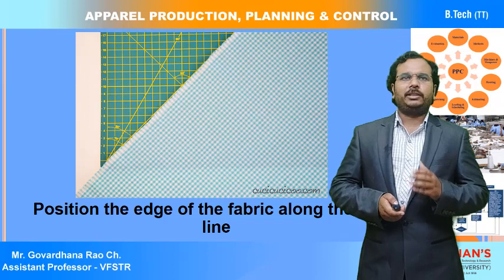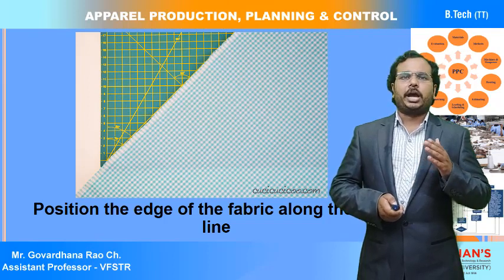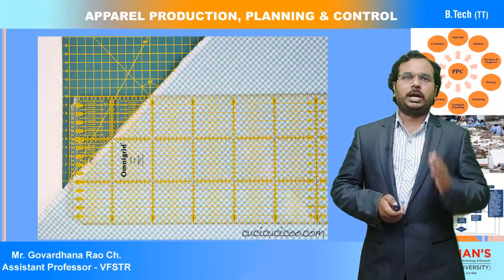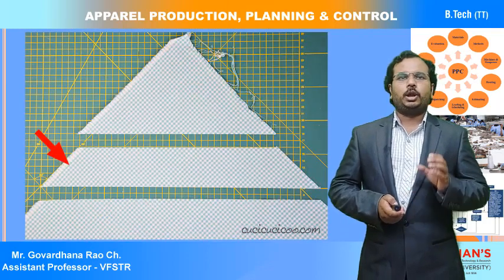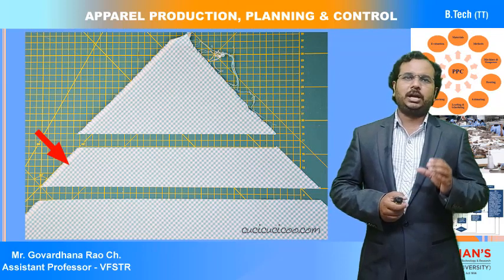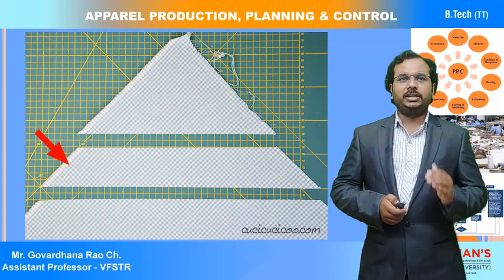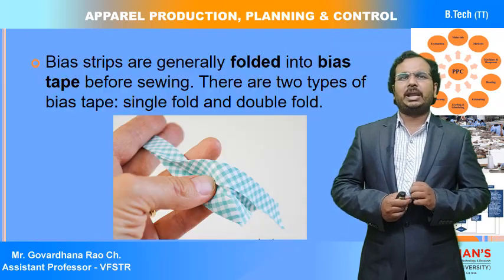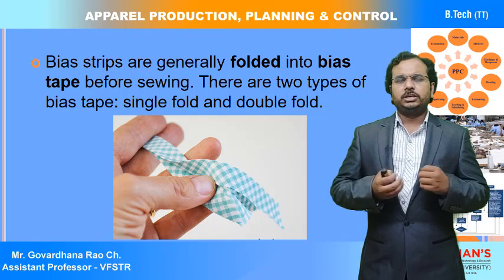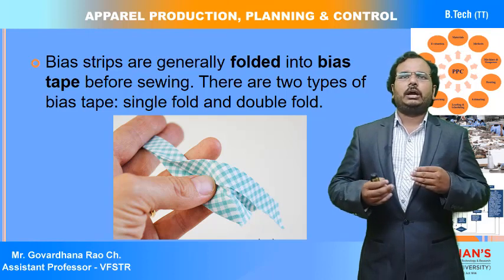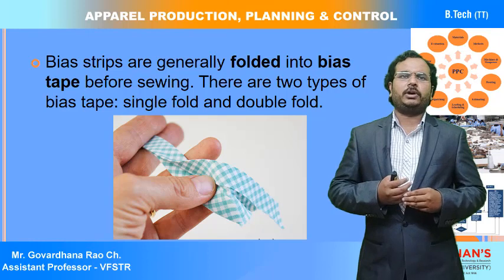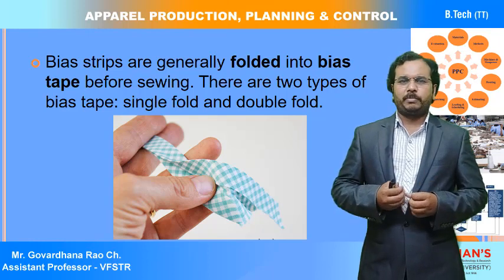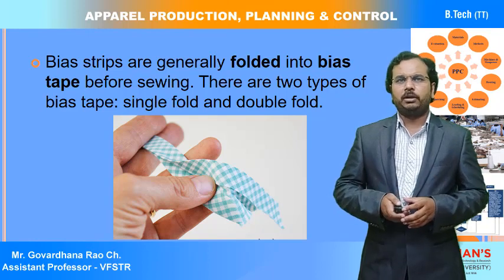So this is how the fabric is going to be placed, and as per the angle or the biased grain, we are going to cut the fabric pieces. Now you can observe that the fabric pieces are cut at different angles, and these biased strips are going to be prepared in folded form, as biased tape before sewing. There are two types of biased tapes, single fold and double fold.